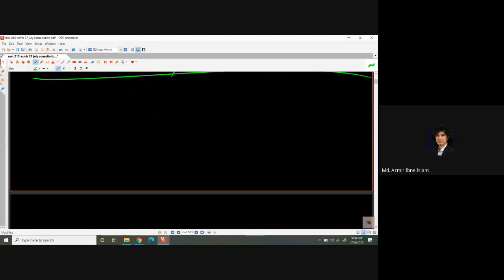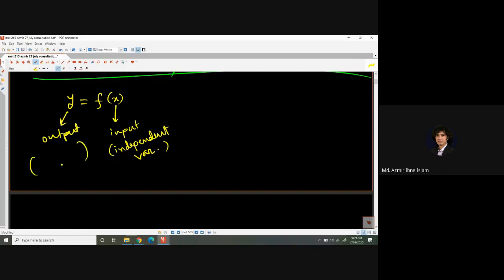First of all, let's have a look at real valued function. We must know that y equal to f of x is widely used in real analysis, where x is the input, also known as the independent variable, and y is the output, known as the dependent variable. That means at first we have to input x, then we can expect y.